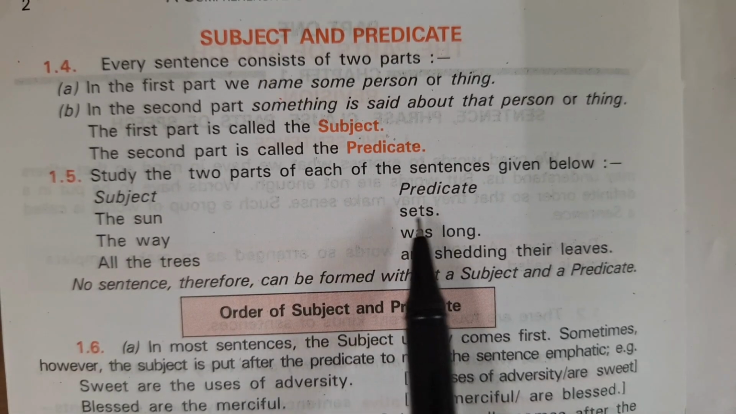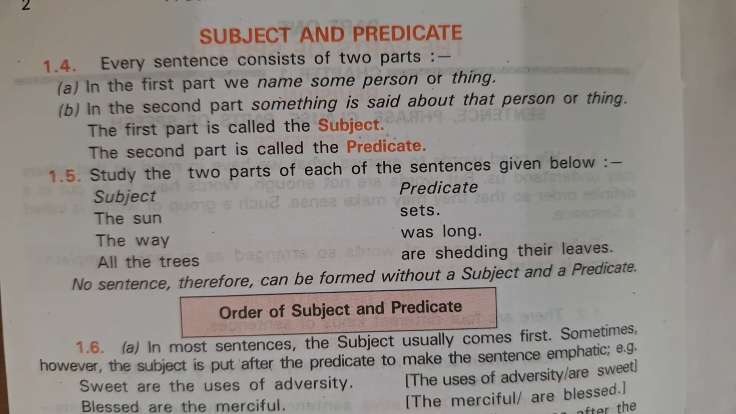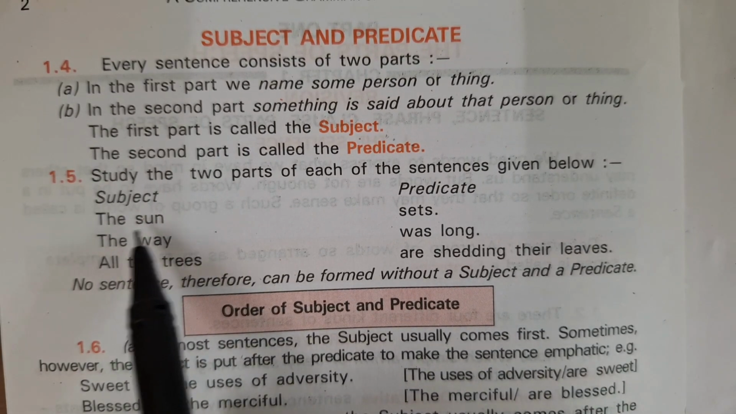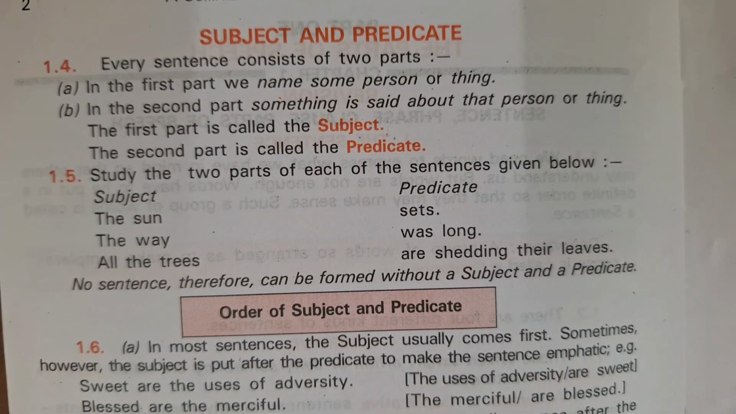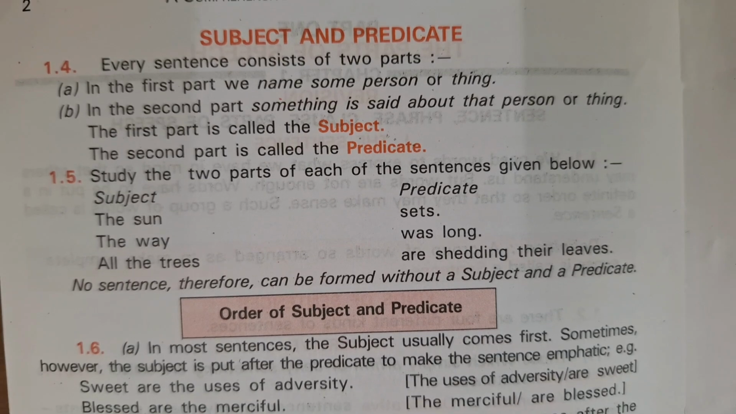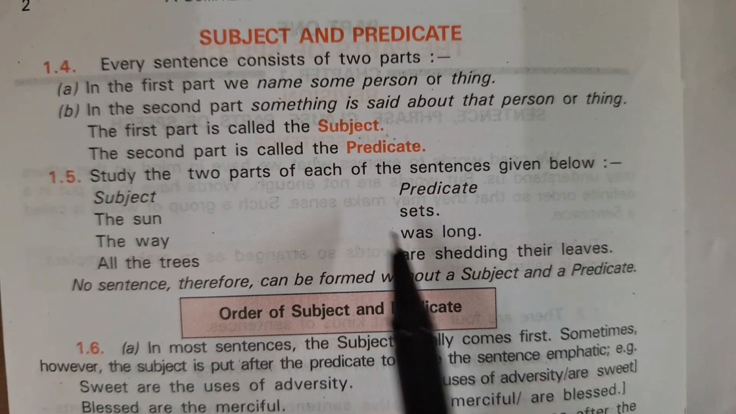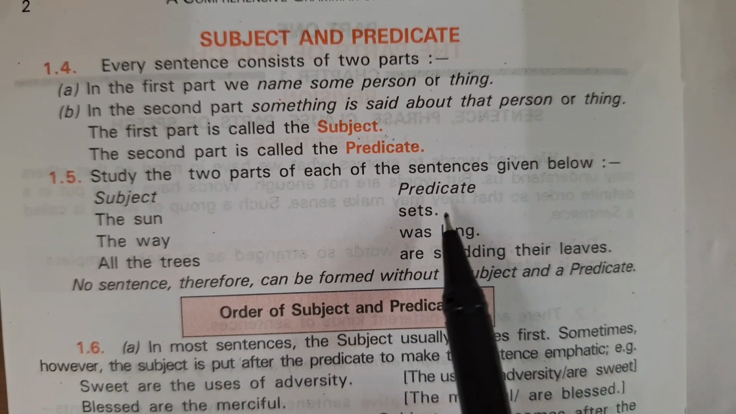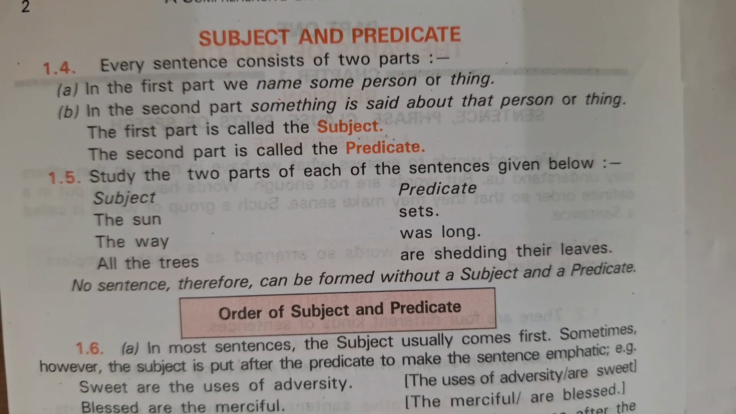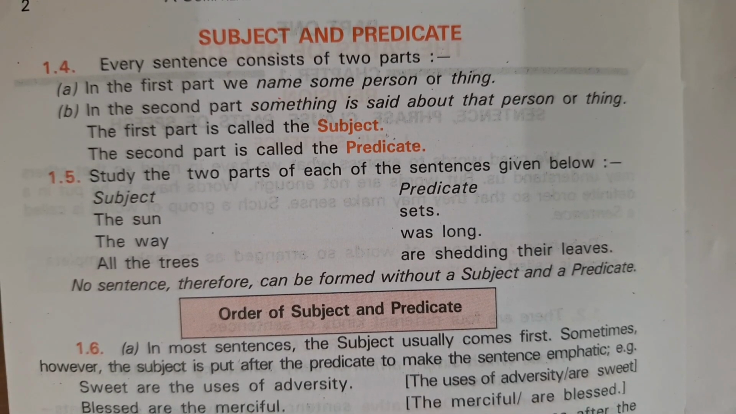Now we will study the two parts of the sentences given below as an example. The sun sets is your sentence. Now what are we talking about, or whom are we talking about? We are talking about the sun. So the sun becomes your subject. Now what is happening? What are we getting to know about the sun? That we get to know that the sun sets. So sets is your predicate. Now next sentence, the way was long. Now how do we identify the subject and the predicate here? Now what are we talking about?